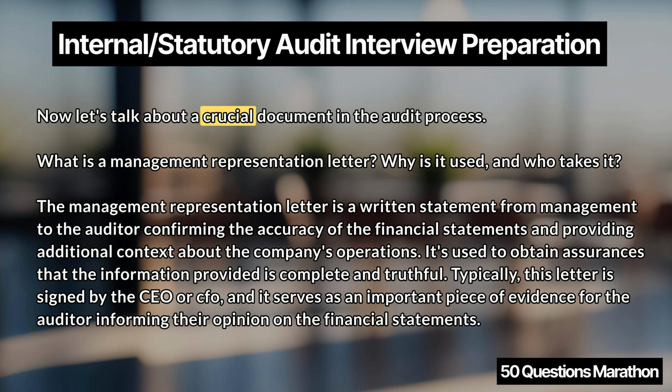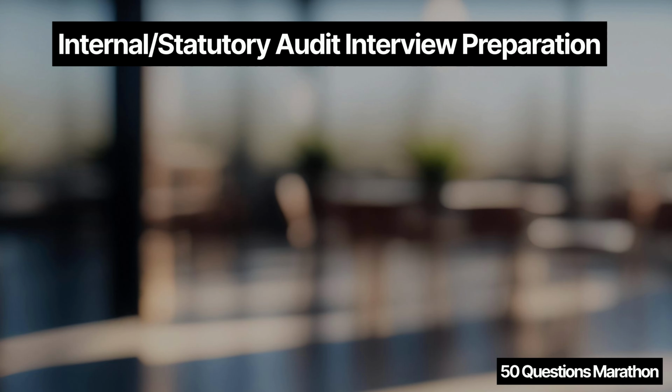Both of these tests are essential in evaluating the internal controls of a company and determining the overall audit strategy. Now let's talk about a crucial document in the audit process. What is a management representation letter, MRL? Why is it used and who takes it? The management representation letter is a written statement from management to the auditor confirming the accuracy of the financial statements and providing additional context about the company's operations. It's used to obtain assurances that the information provided is complete and truthful. Typically, this letter is signed by the CEO or CFO, and it serves as an important piece of evidence for the auditor informing their opinion on the financial statements.